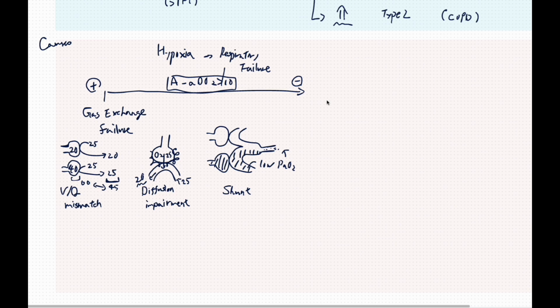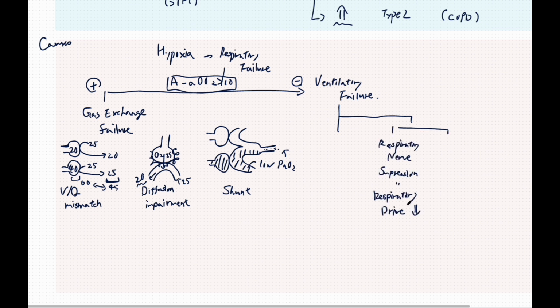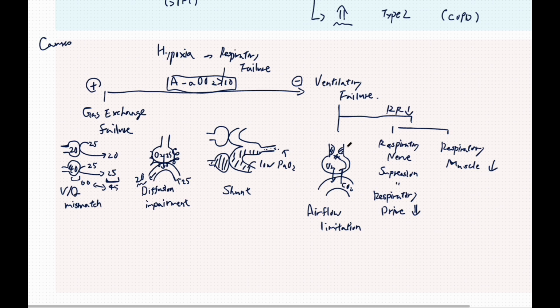The second major category is ventilatory failure. There are two main mechanisms. First, reduced respiratory drive or respiratory muscle weakness. For example, drug overdose, neuromuscular disease, or severe fatigue can reduce minute ventilation and cause CO2 retention and hypoxia. Second, airflow limitation. In diseases like COPD or severe asthma, CO2 cannot be exhaled effectively because the airways are narrowed. As a result, PaCO2 rises and PaO2 falls.